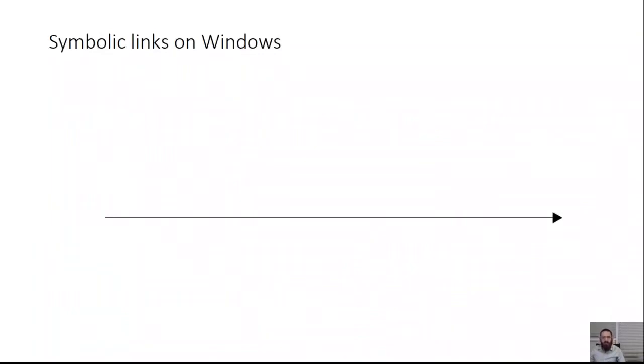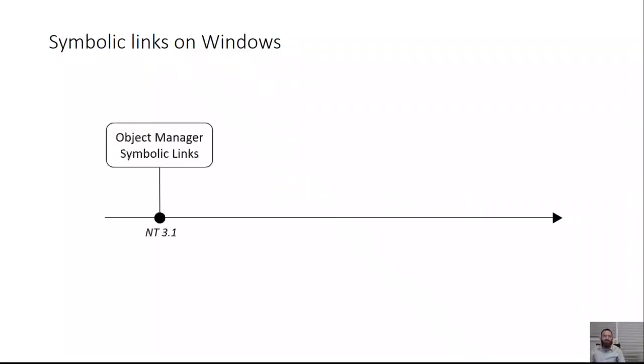Now, if the term symbolic link sounds familiar, it's because this concept has existed on Unix platforms for many years. On Unix, symbolic links are files that contain the path of the file they point to. So when the kernel tries to access the symbolic link, it will parse the value in the symbolic file, followed by following the symbolic link's path.